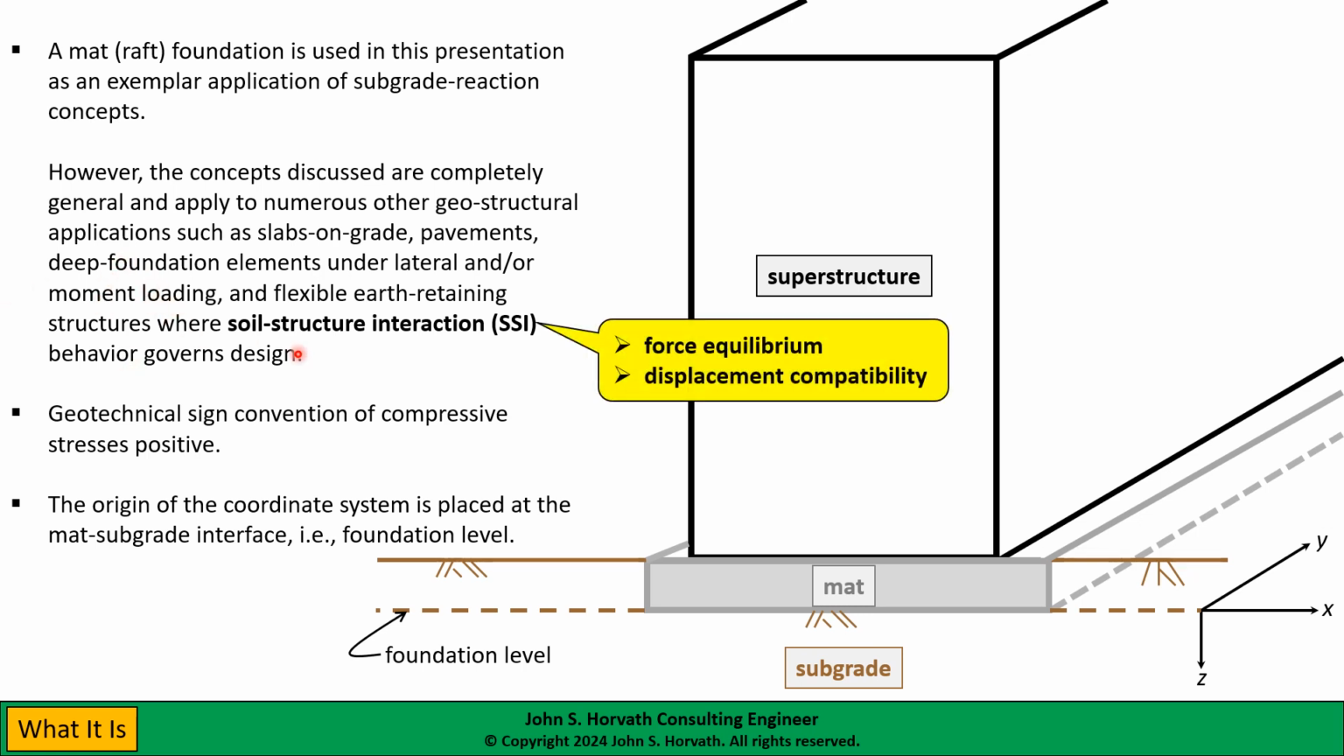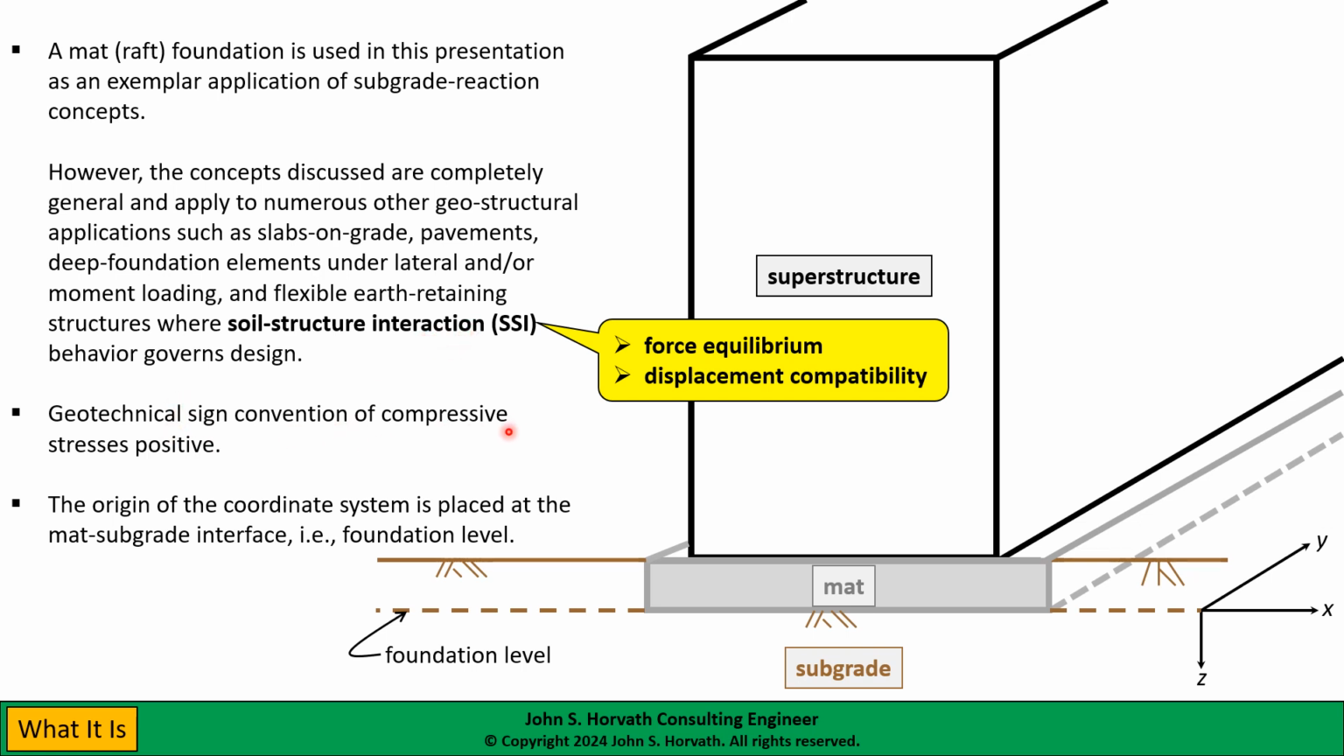And by the way, by soil structure interaction, I'm talking about problems where we need to satisfy both force equilibrium as well as displacement compatibility between some structural element that is bearing on or in the ground and the surrounding ground. And I want to make this definition of soil structure interaction clearer because for some reason, there are people who think that soil structure interaction only applies to earthquake loading. That's wrong. I don't know why they believe that. They're entitled to their beliefs, but it's simply incorrect. So I wanted to make that clear.